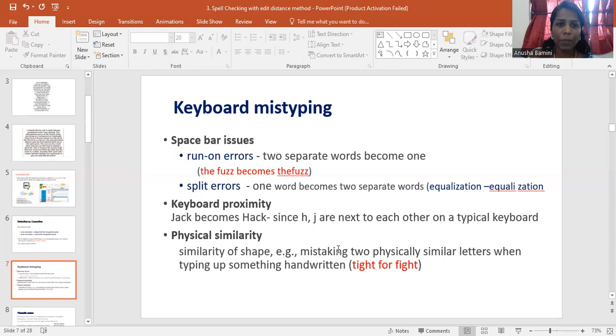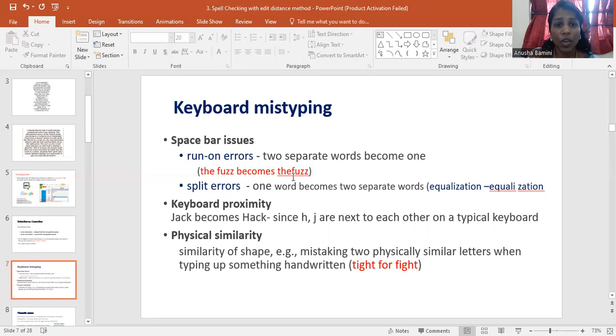Spacebar error means a run-on error, where two separate words are typed as a single word with no space. For example, "the first" becomes "thefirst", a single word. This is called a run-on error.